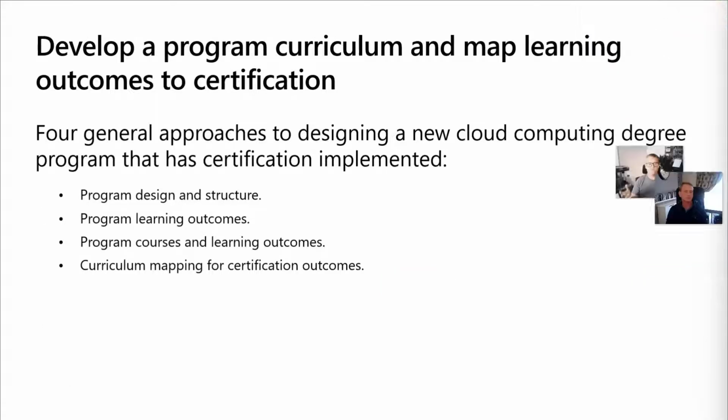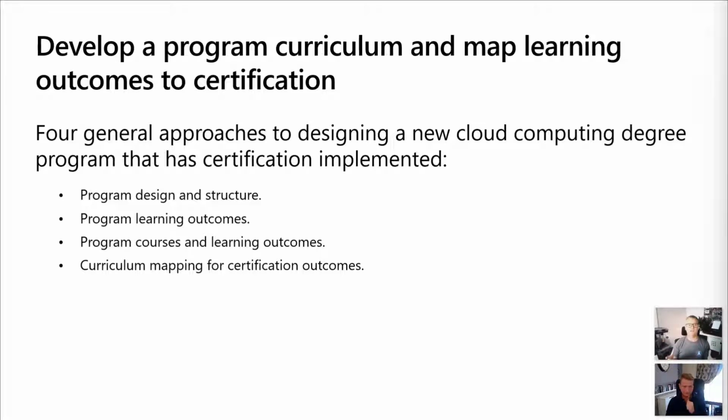So when we look at the whole focus of developing a program curriculum and mapping learning outcomes to certifications, we should have really key guidelines. We should have that program design and structure that we talked about in module 1. We should have the program learning outcomes. So what will a student and the educator get from implementing that program? We'll have the program course and learning outcomes. So in terms of learning objectives, what does a student achieve? And then we'll have the curriculum mapping and certification outcomes to then say, what is the alignment? How many primers, how many labs, how many resources, etc. do we need to go into?